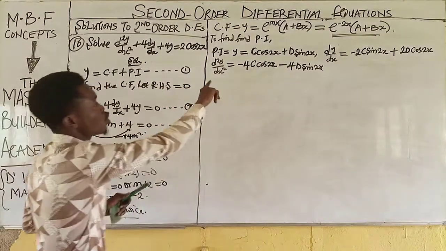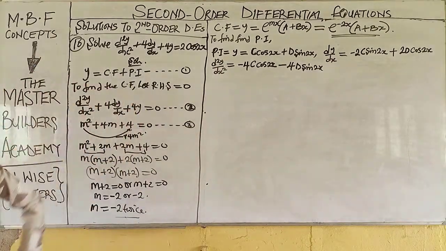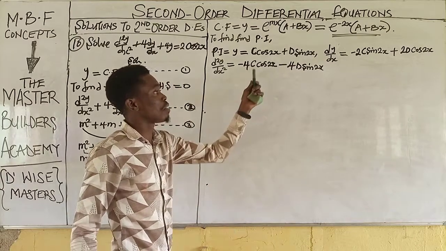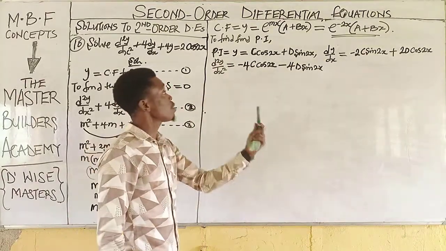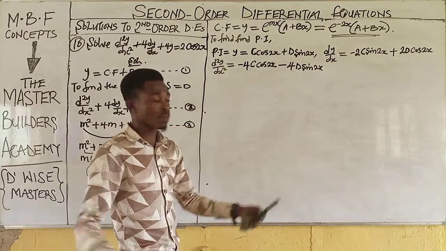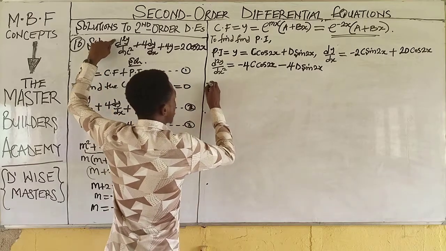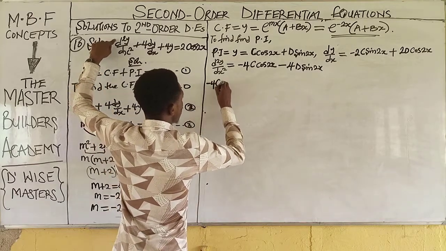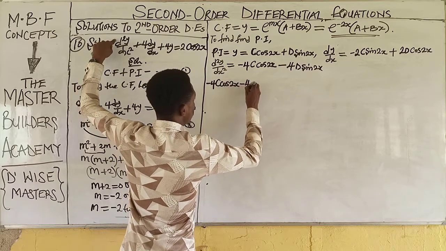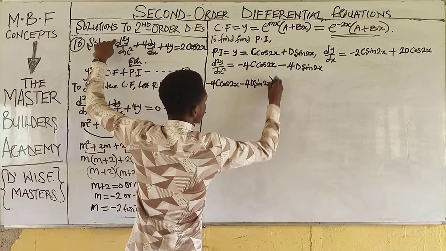All we need to do now is to substitute these into the given equation. When we do that, we will be able to obtain the values of c and d. Then we can come here, substitute the value of c here and that of d here. We are done. Now let's get to work. At this point, we replace this with minus 4c cos 2x minus 4d sine 2x.